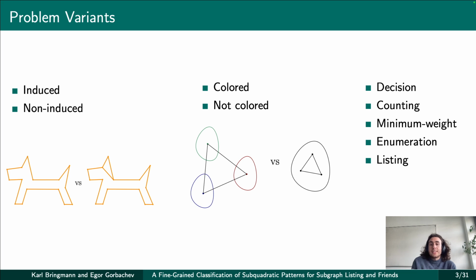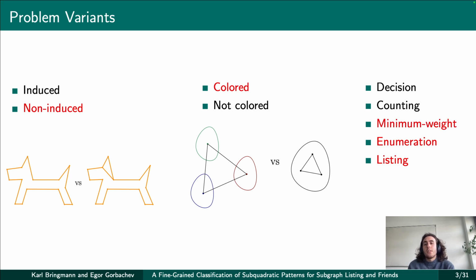Do we just want to decide whether there is such a pattern or not? Do we want to count them all? Maybe we have some weights on edges and we want to find an extreme pattern that minimizes or maximizes the sum of its edge weights. Or if we go back to the database motivation, maybe we want to output all copies of the pattern H in G. This would be called a listing version. And enumeration is when we want an algorithm that outputs these copies back to us one by one.